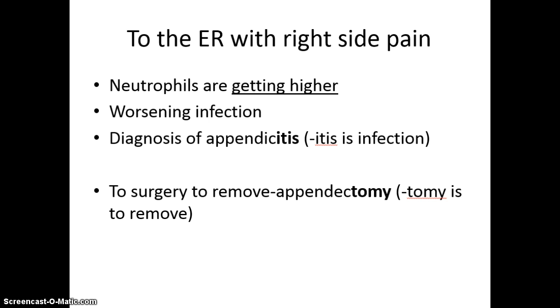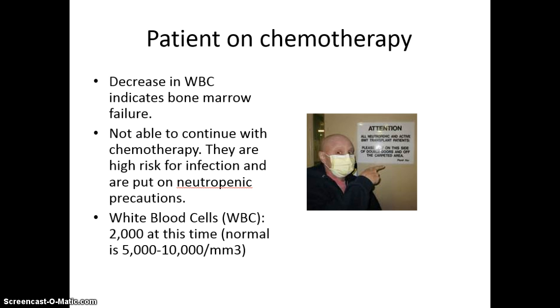When we get that appendix out, we hope, if it hasn't ruptured, that the white blood cell count will very soon post-surgically go back to normal. The opposite problem is your patient on chemotherapy. The white blood cells are made in the bone marrow, and many of your chemo radiation can decrease the amount of white blood cells that bone marrow is able to make. And so your patient on chemo is going to be very immunocompromised or very vulnerable to getting an infection, because a normal white blood cell is 5,000, but they may only have 2,000.